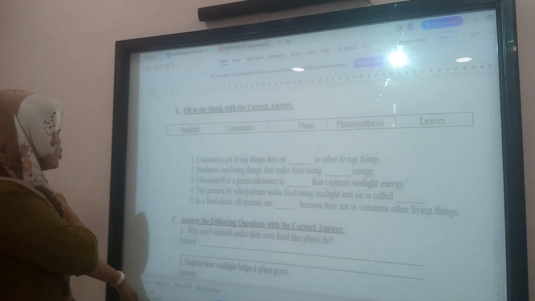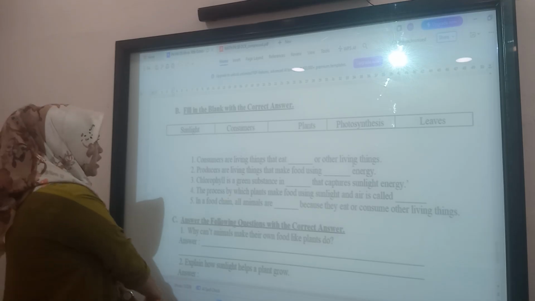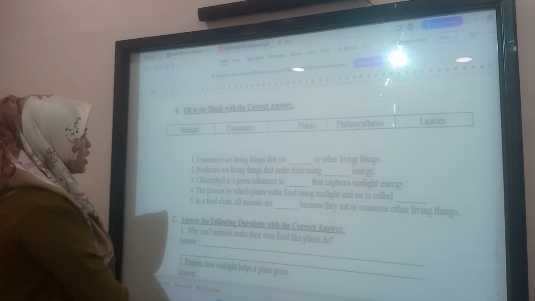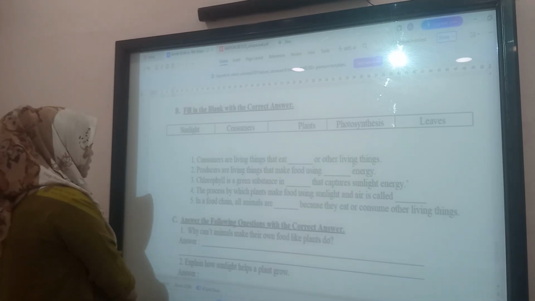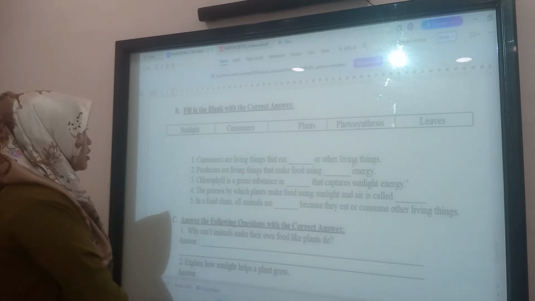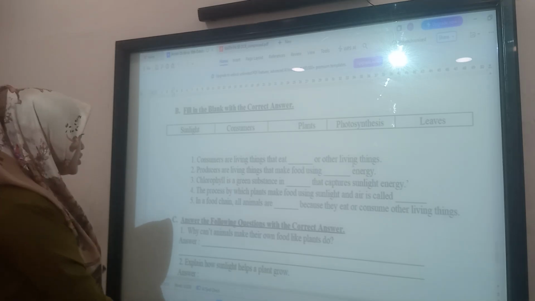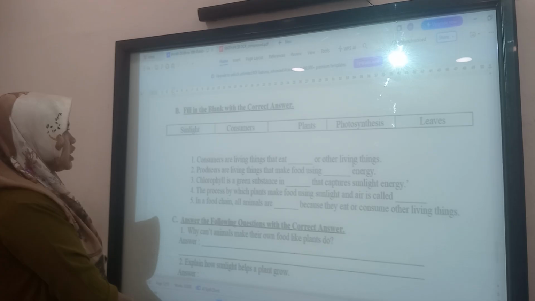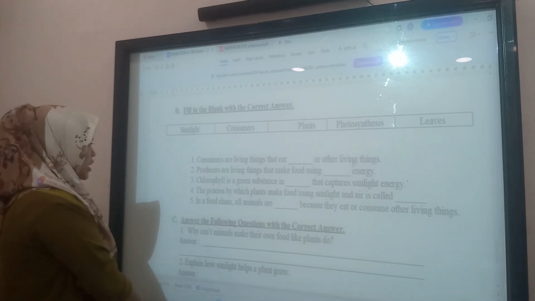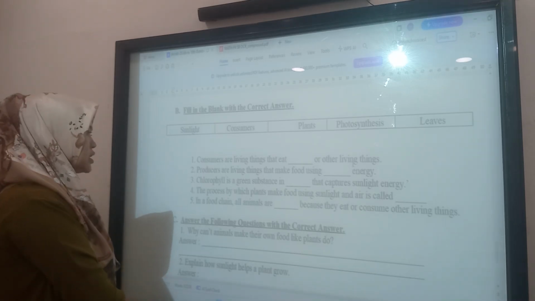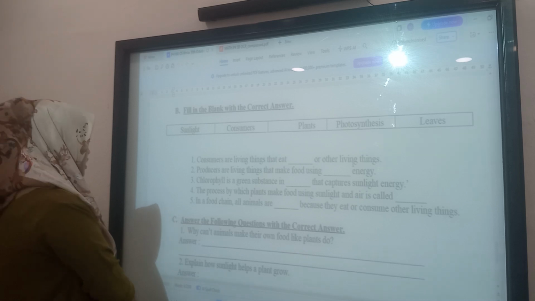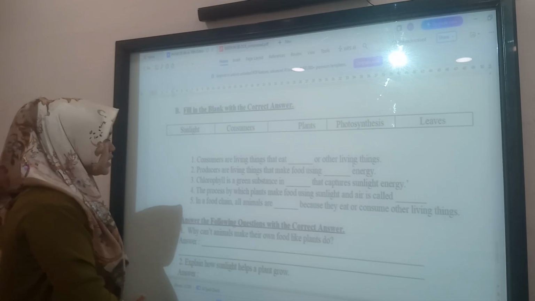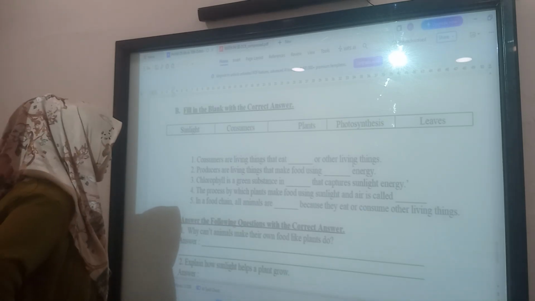Number 1. Consumers are living things that eat plants or other living things. Producers are living things that make food using sunlight energy. Chlorophyll is a green substance in leaves that captures sunlight energy. The process by which plants make food using sunlight and air is called photosynthesis. In a food chain, all animals are consumers because they eat or consume other living things.